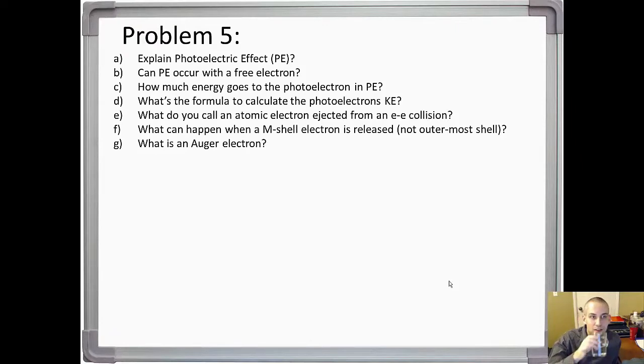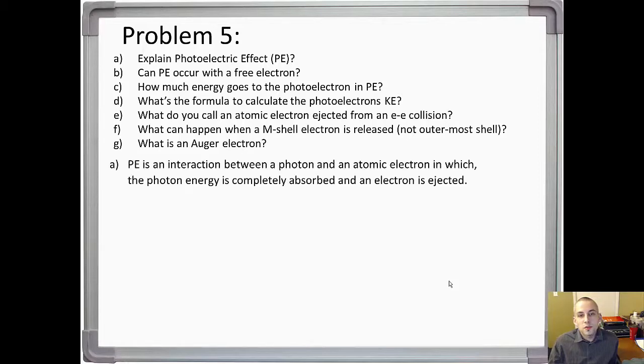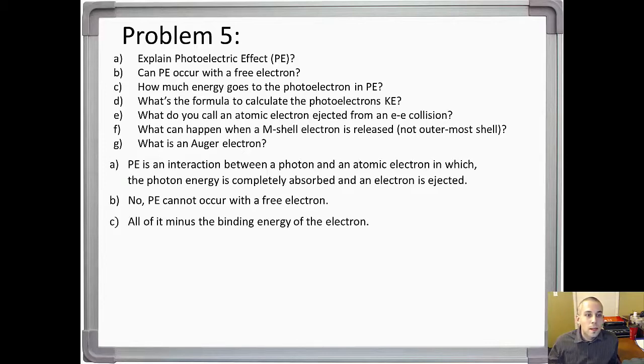Okay, so problem 5. I'm going to go through a couple of questions. They're just general refresher questions, to give you a nice review. So what is the photoelectric effect? It's the interaction between a photon and an atomic electron, in which the photon's energy is completely absorbed and the electron is ejected. Can the photoelectric effect occur with a free electron? The answer is no. How much energy goes to the photoelectron in the photoelectric effect? All of it minus the binding energy of the electron.